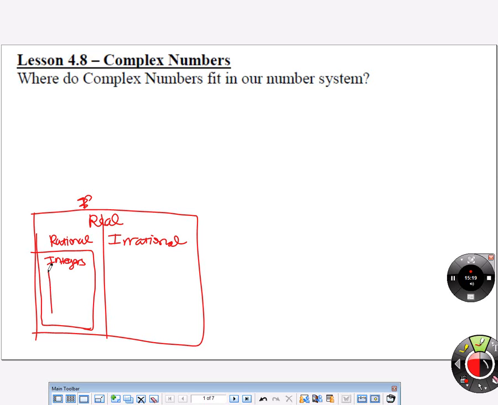And then within the integers, there's a subset of numbers called whole numbers. And within the whole numbers, there's a subset of numbers called natural numbers. Sorry, can't fit the word. Okay, so this is how we see the number system.